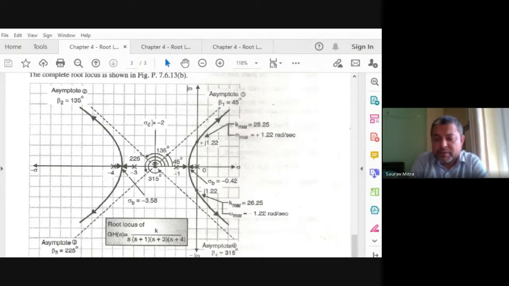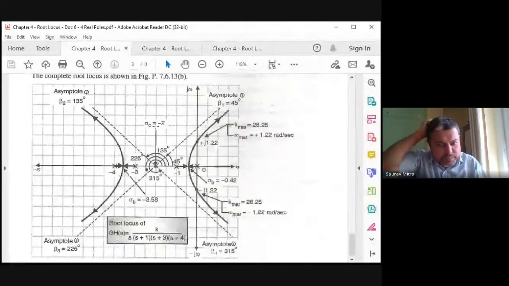We will calculate it. How to calculate it? Addition of all the real parts. So where are the poles? Poles are at minus 1, 0, minus 3 and minus 4. So minus 4, minus 3, minus 1, that is minus 8, divided by p minus z, that is 4. So sigma c is the real parts of all the poles divided by p minus z. P minus z is 4. So minus 4, minus 3, minus 1 divided by 4, that comes to sigma c equal to minus 2.